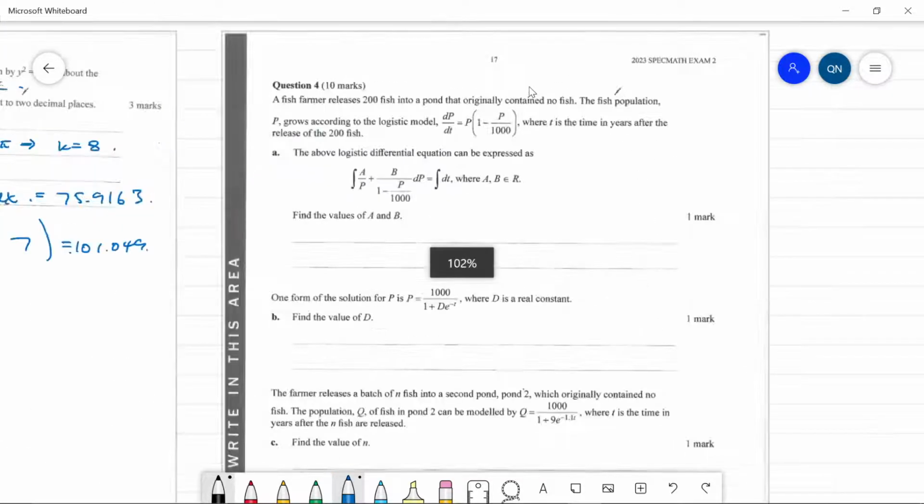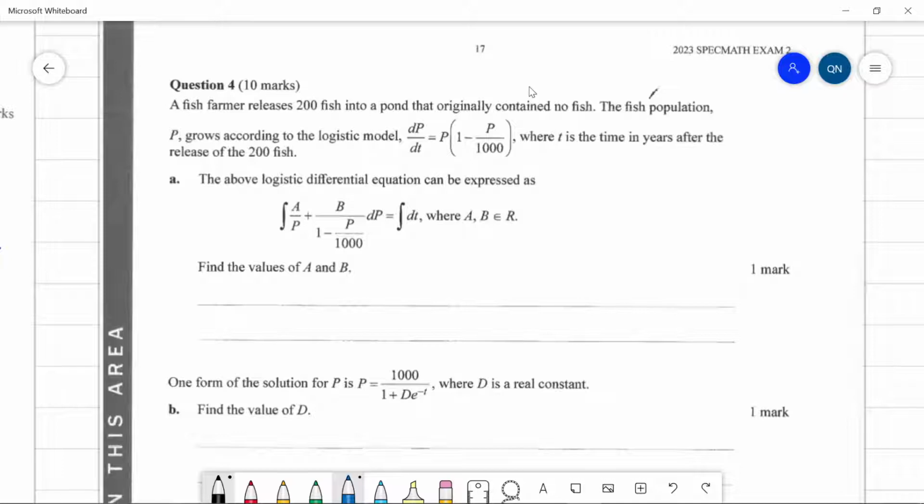Alright, a fish farmer releases 200 fish into a pond that originally contains no fish. The fish population P grows according to this logistic model, where T is the time in years after the release of 200 fish. The above DE can be expressed as this integral thing. Find the values of A and B. Okay.